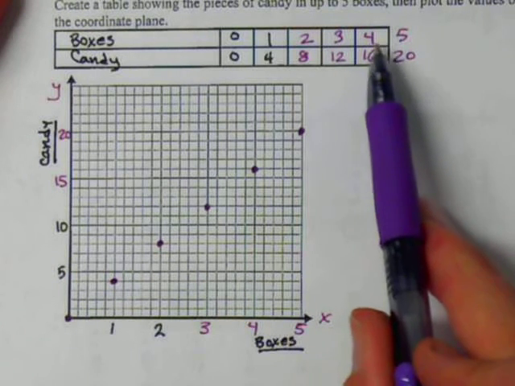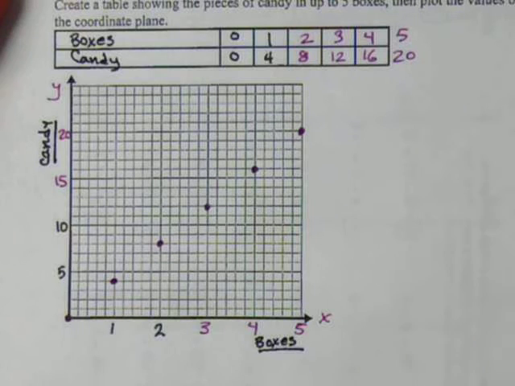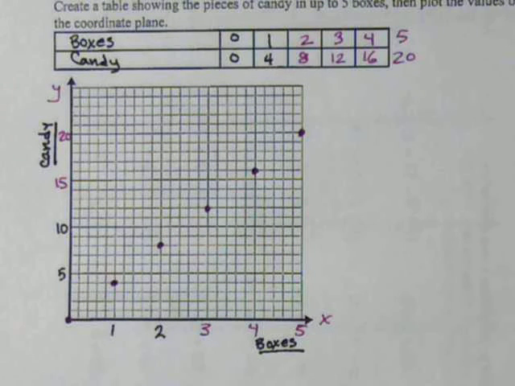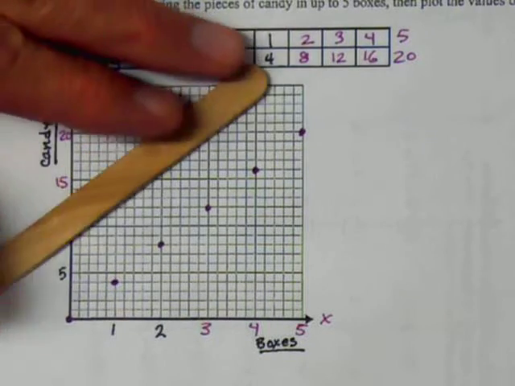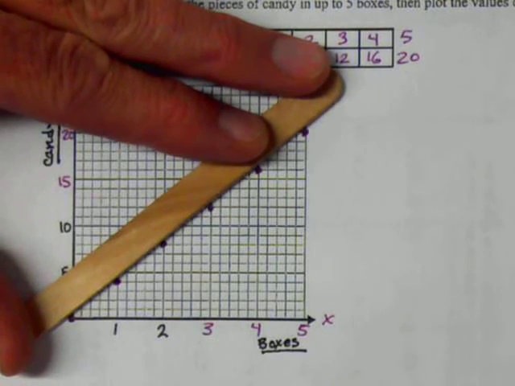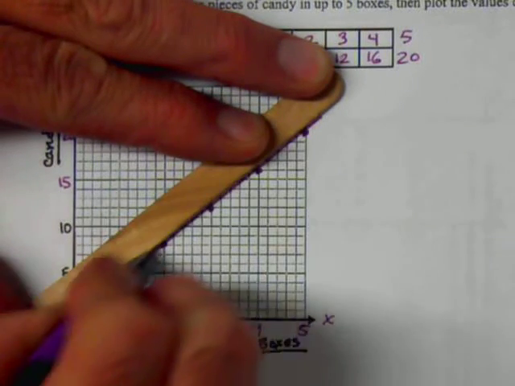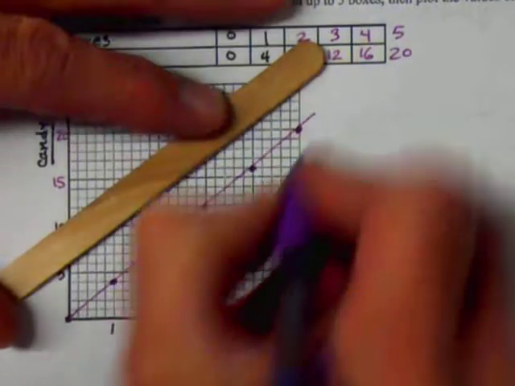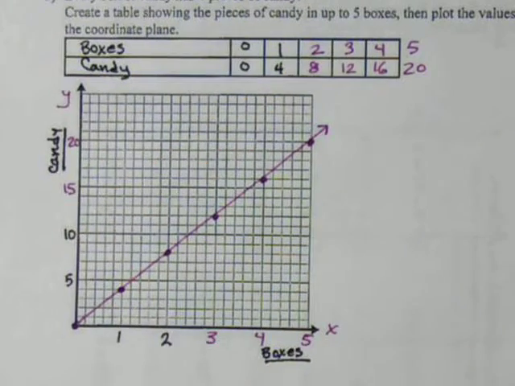X, Y, X, Y. Now, the last thing here is I'm going to graph that with a straight line. So I'm going to use a straight edge. I like popsicle sticks. And I'm going to graph that line through all those points. Put an arrow there. And you can see they all line up nicely.